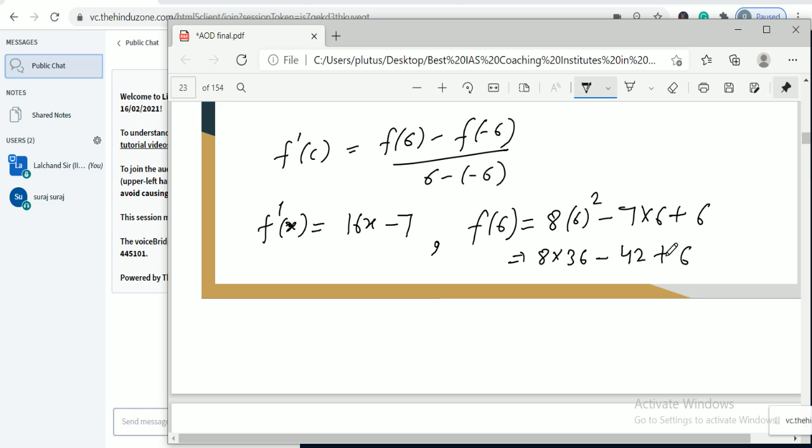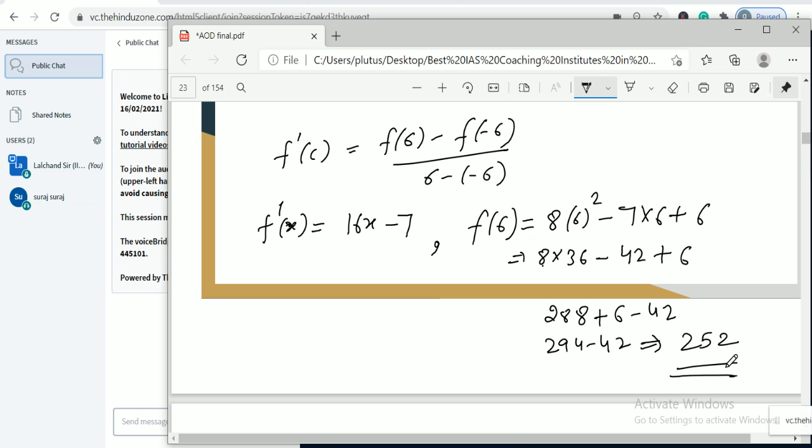Okay, we can write like this: 8 6s are 48, carry 4, 8 3s are 24, plus 4 is 28, 2 to 8. Plus 6 minus 42. This will be how much? This will be 294 minus 52. So finally we have 252, I think. Okay, this is correct. Is there any calculation mistake?